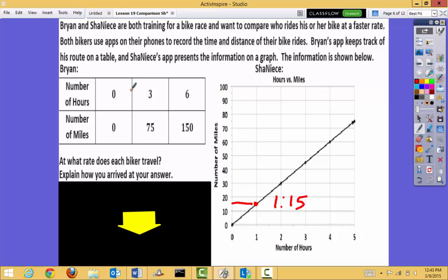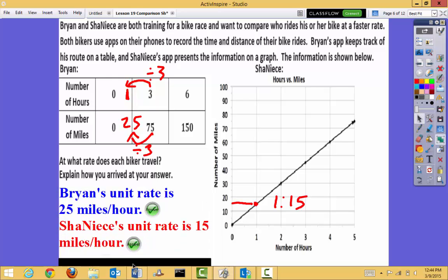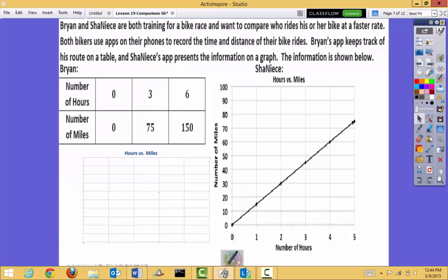Brian's, though, I don't have a 1 here, so I need to make a 1. And how do I get from 3 to 1? Well, I divide by 3. How do I get from 75 to whatever this mystery number is? Well, I do the same thing. I divide by 3, so that's going to be 25. So Brian's is 1 hour and 25 miles. So let's just check to make sure. I'm dividing by 3, and I see there's that 15 right there. So now let's continue on the next page.